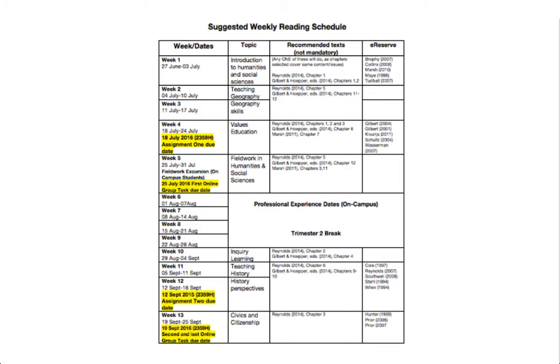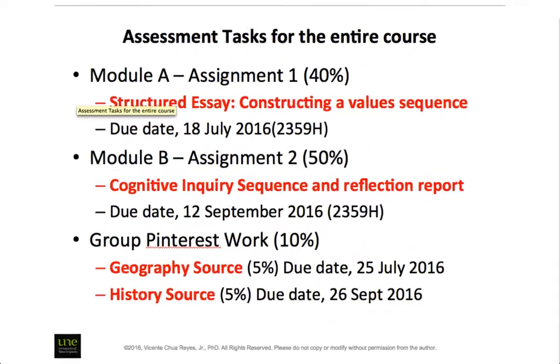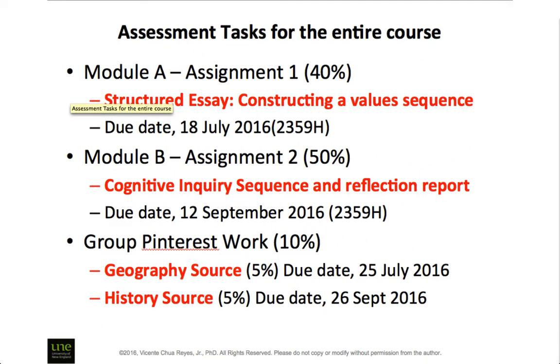It is important that you attempt these assessments, right? Because these are mandatory assessment components for this particular unit. The first is due on the 25th of July. That one is a Pinterest board on the theme of geography. And then the second online assessment is due on the 19th of September. That's a Pinterest board on the history resource. This graphic can also be seen on your Moodle site. It presents to you the components and the deadlines for the key assessment tasks for this entire unit.